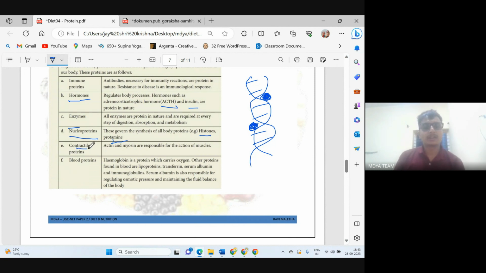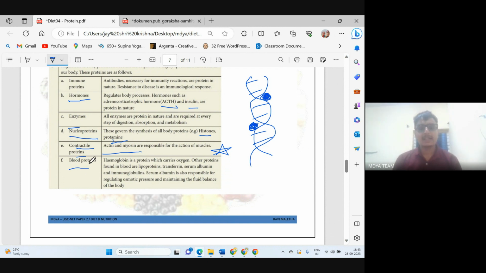Contractile protein. Contractile proteins, as I told you already, are proteins that are found in our muscle. Actin and myosin are two contractile proteins, and this is very important. These two proteins are responsible for contraction of muscle. When you read about the muscular system, when you read about how there is contraction of muscle, there you will know about these actin and myosin proteins.